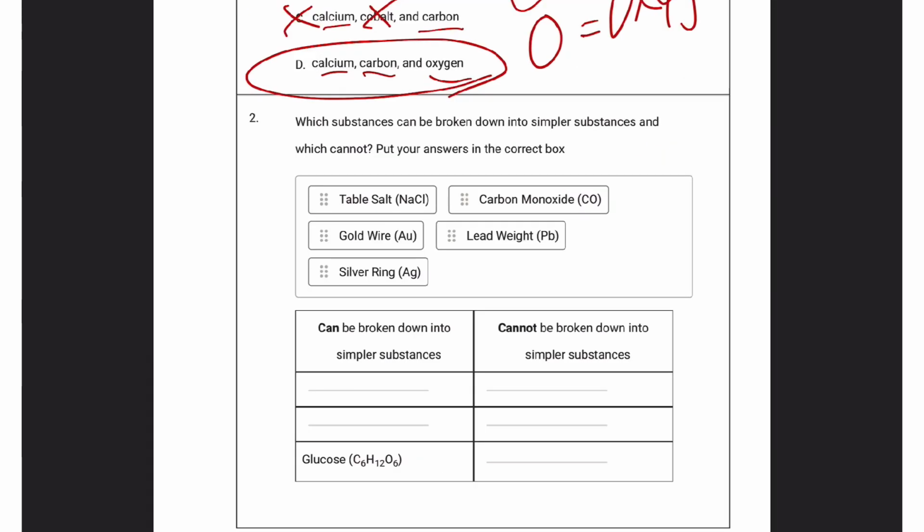All right, number 2. Which substances can be broken down into simpler substances and which cannot? So if they can be, then they are compounds. And if they cannot be, we are looking for elements.